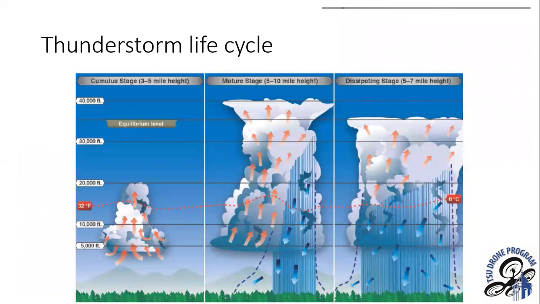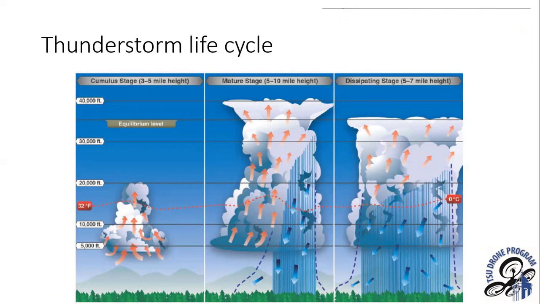Now, you also need to know some information about a thunderstorm life cycle. If we're operating a drone, we're not going to be operating in a thunderstorm, but it's something that we still need to know for the exam. So essentially, there are 3 stages involved in a thunderstorm life cycle. You've got the cumulus stage, the mature stage, and the dissipating stage.